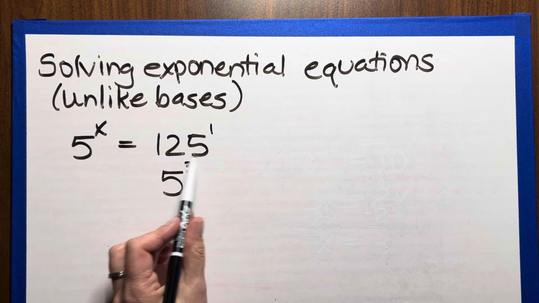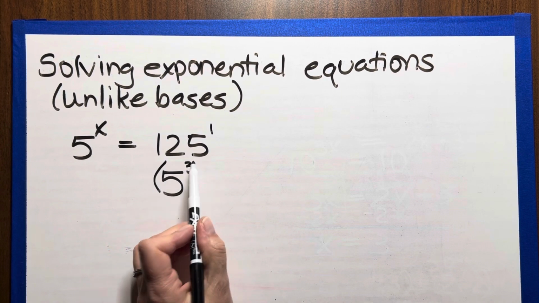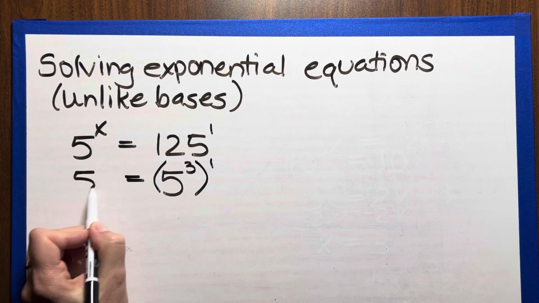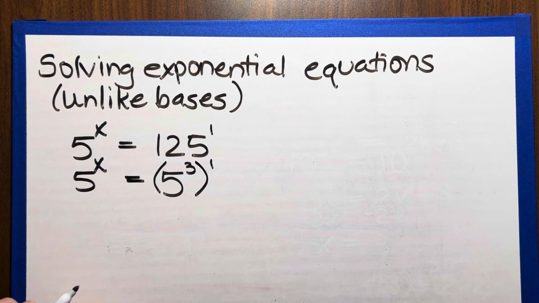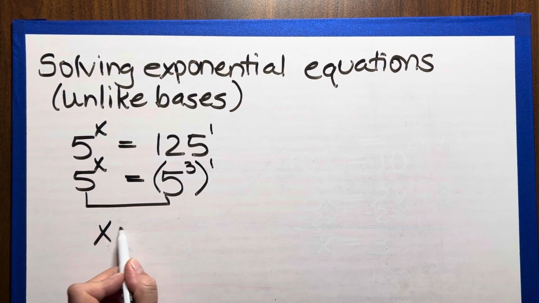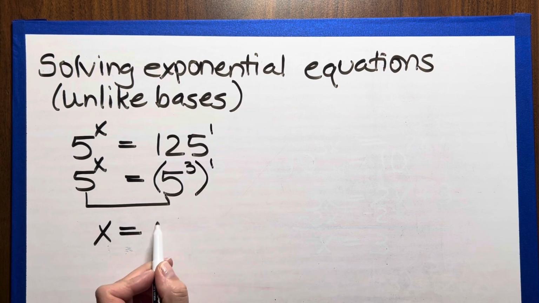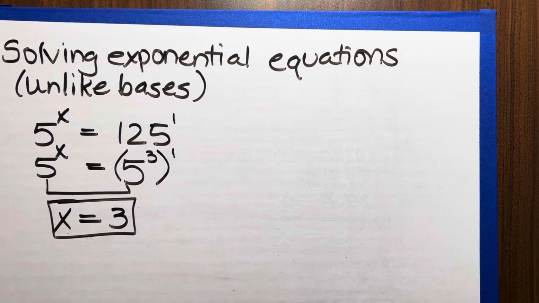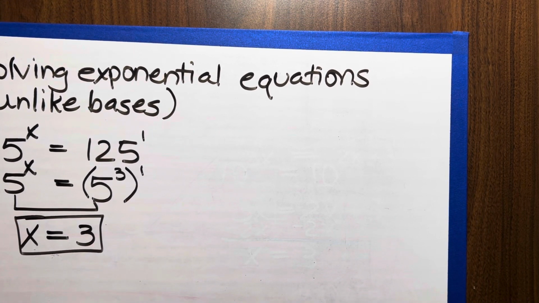So I'm going to rewrite the 125 as 5 to the third, which I would then raise to the first power over here. My left side, my 5 to the x, I'm keeping that exactly the same. So now I've got like bases here. So what I can do is now I can set the exponents equal to one another. So the x is equal to 3 times 1, which is 3, and that's my solution. Very straightforward for that one. There wasn't a lot in the problem. Let's look at one that's got a little more to it.